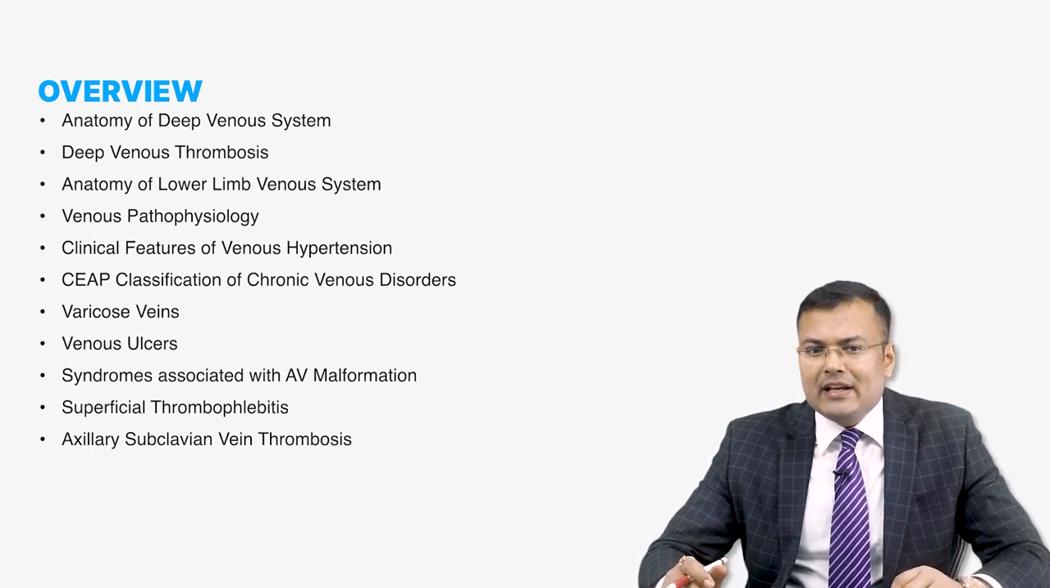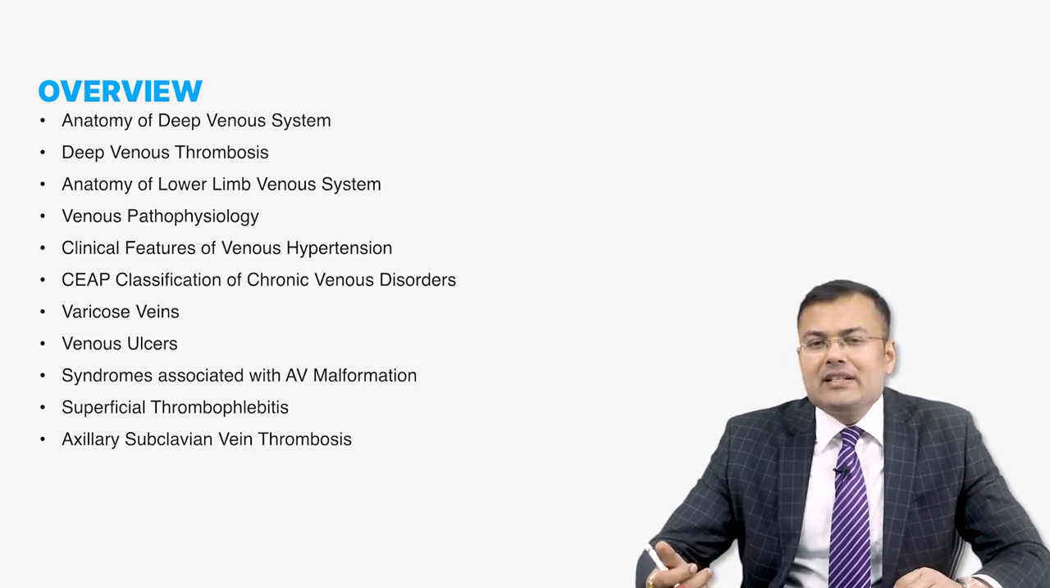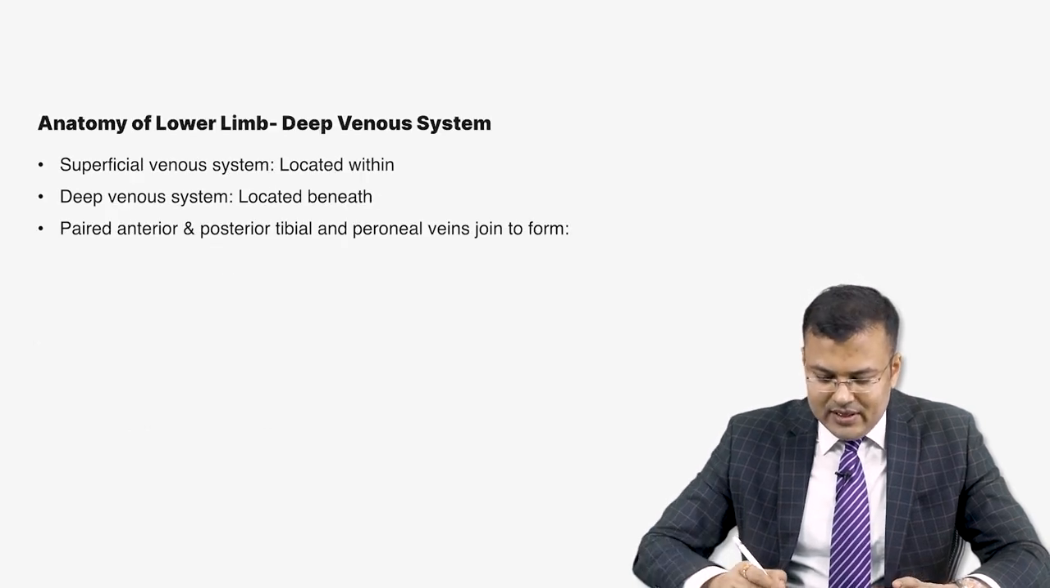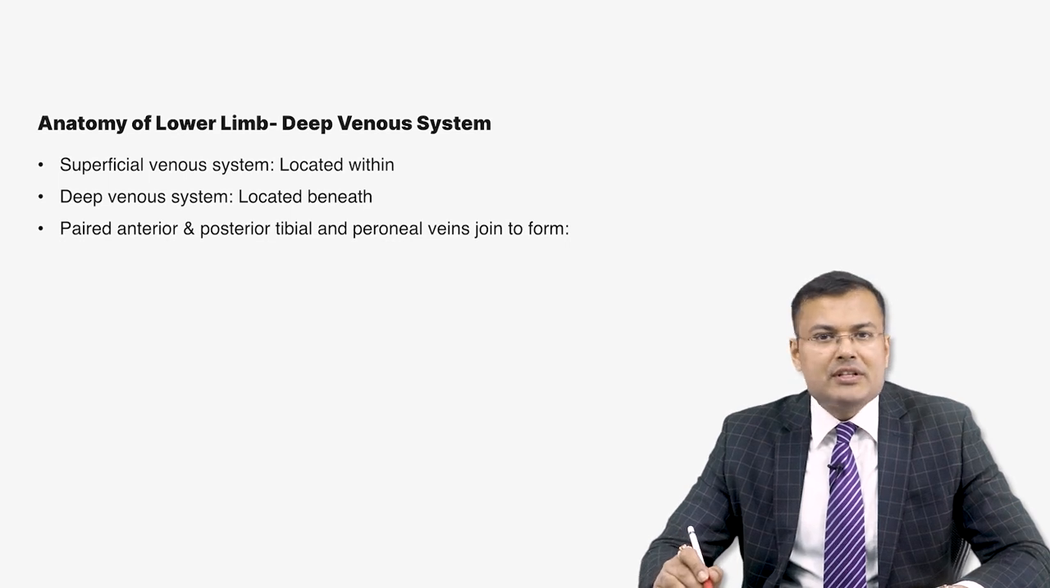discussing varicose veins, varicose ulcer or venous ulcer, and syndromes associated with AV malformations, superficial thrombophlebitis, and axillary subclavian vein thrombosis. So let's start. First, see the anatomy of lower limb deep venous system.